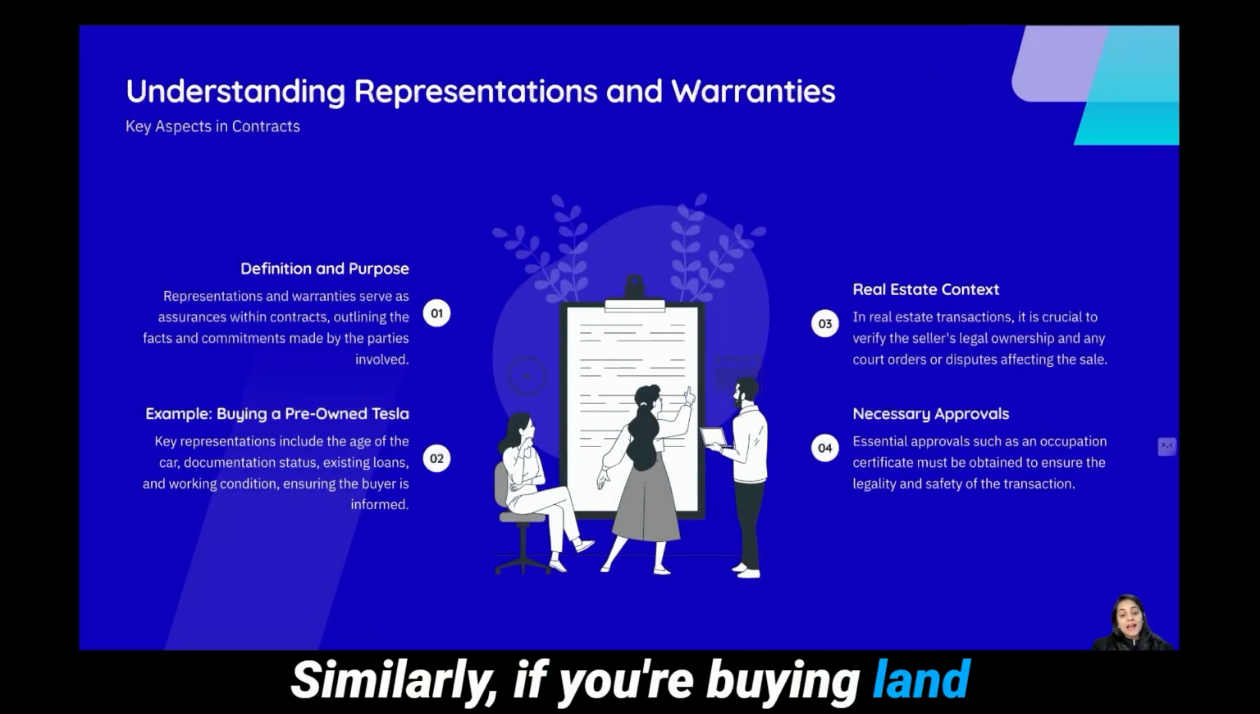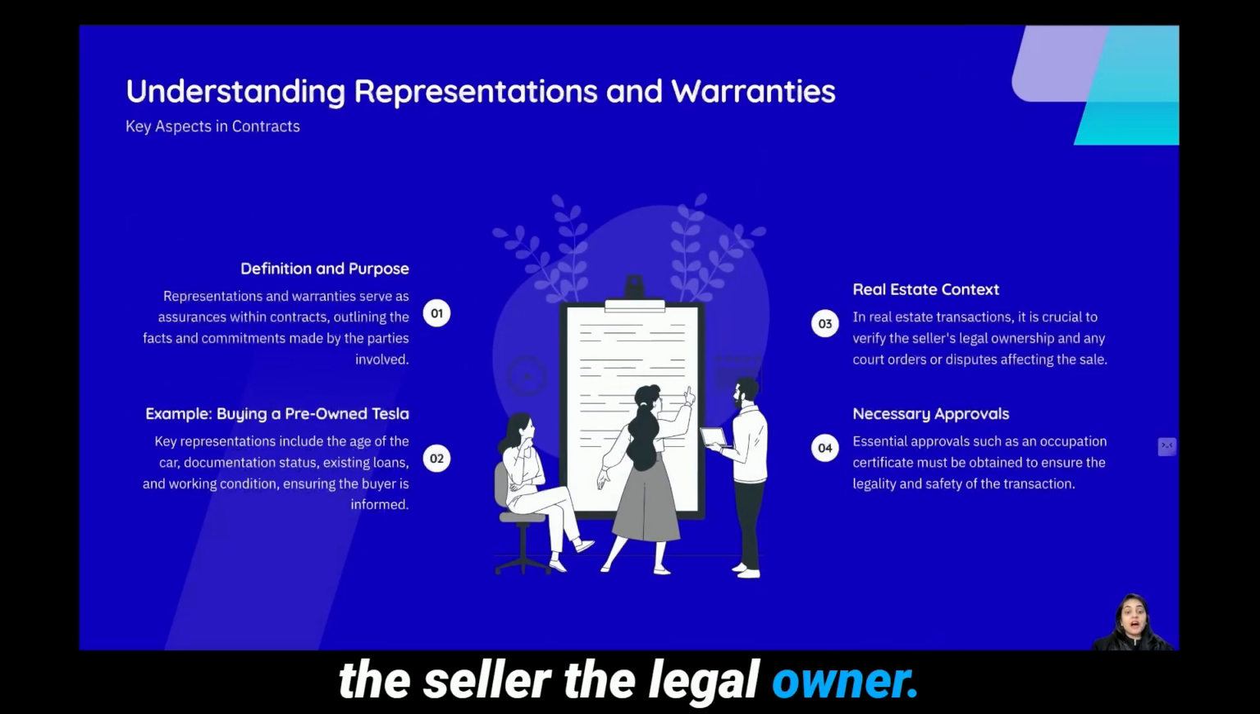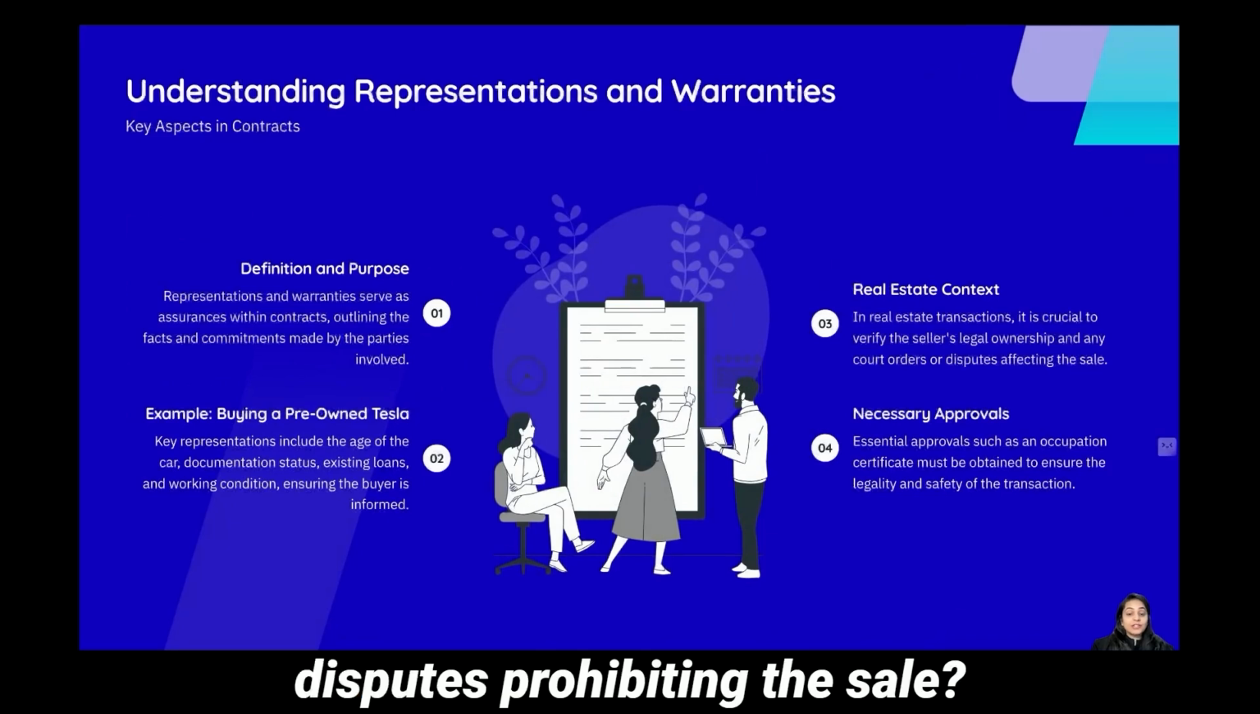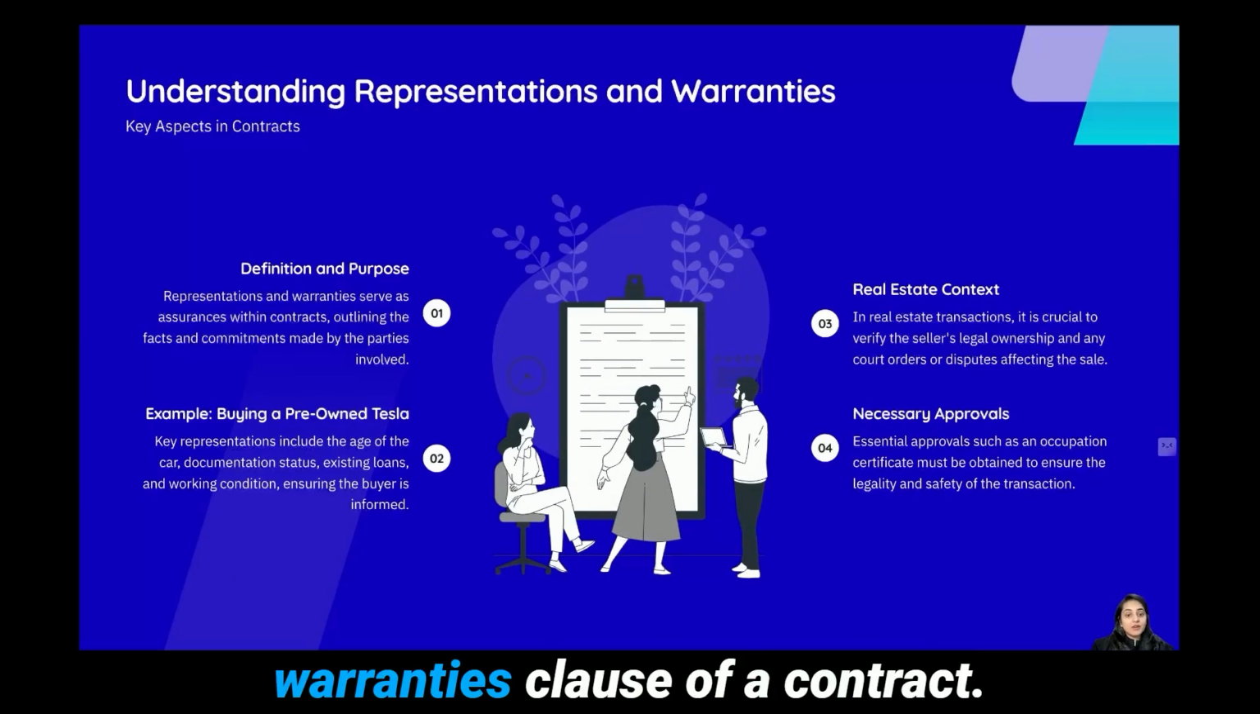Similarly, if you're buying land or a house, you will check, is the seller the legal owner? Are there any court orders or disputes prohibiting the sale? Have necessary approvals like an occupation certificate been obtained? These assurances are captured in the representations and warranties clause of a contract.